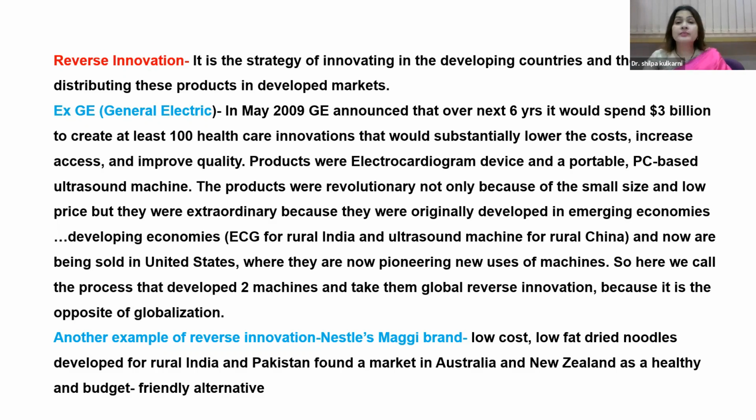Low cost, low fat, dried noodles developed for rural India and Pakistan found a market in Australia and New Zealand as a healthy, budget-friendly alternative.